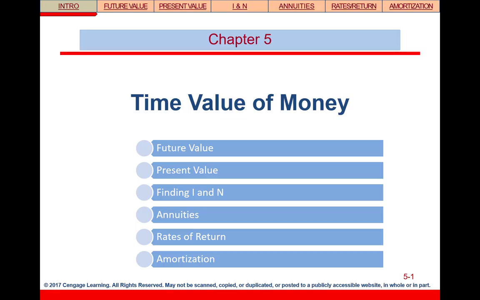You can also know that it is very important from the structure or the outline of this chapter. Basically, this chapter covers the following 6 topics: future value, present value, finding interest rate and number of years, annuities, rate of return, and amortization. All 6 topics are important, meaning that they will all appear in the quiz. There is some part that is not that important. I'll tell you later, but basically all these 6 topics are important in this chapter.